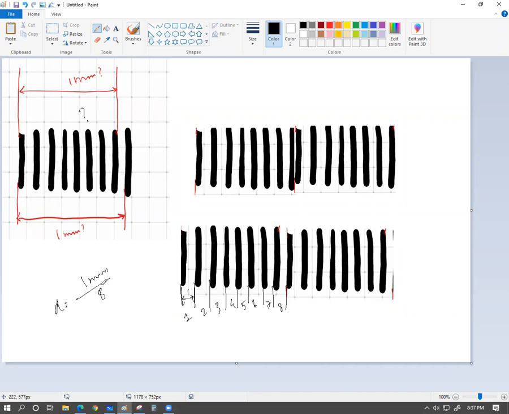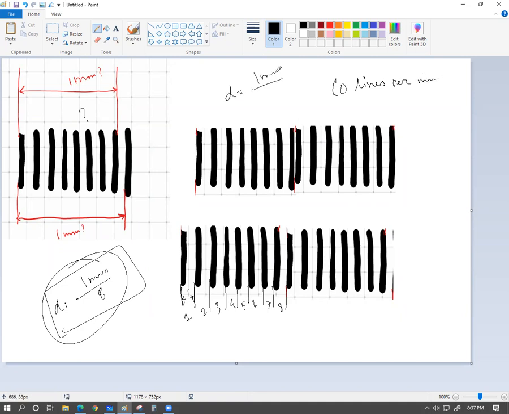So if we say there are 8 lines per millimeter, তাহলে diffraction grating constant এর ভ্যালু কি হবে? 1 millimeter divided by 8. এই ক্যালকুলেশনের বেসিকটা বুঝা গেছে কিনা? Yes, sir. So if we say there are 60 lines per millimeter, diffraction grating constant কত হবে? 1 millimeter divided by 60. If I say there are 200 lines per centimeter, diffraction grating হবে কতটুকু? 1 centimeter divided by 200.